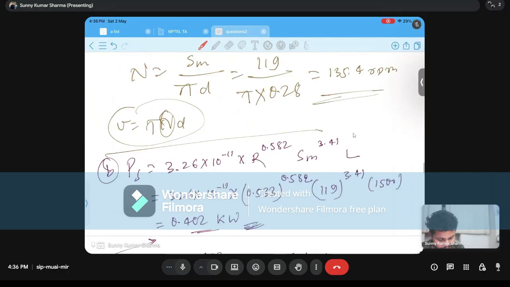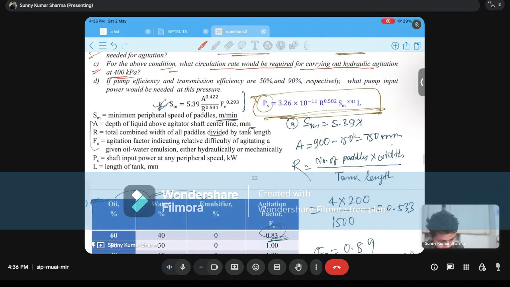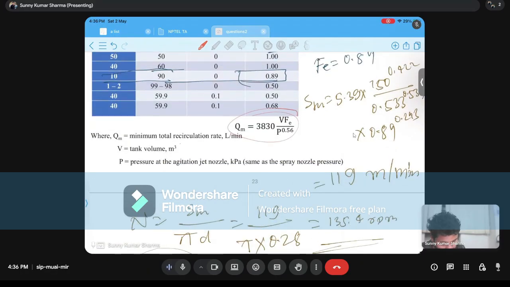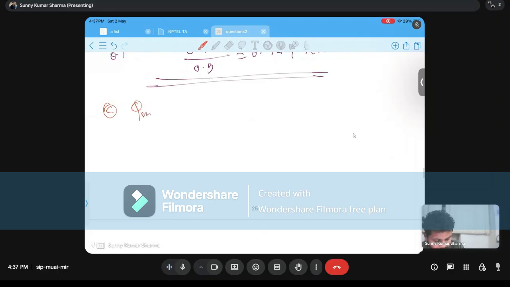The third part they are asking is, for the above condition, what circulation rate would be required for carrying out hydraulic agitation at 400 kilopascal? For that also there is an expression, where the minimum total recirculation rate in liter per minute is given by this equation. Qm is given as 3830 VFE by P to the power 0.56.